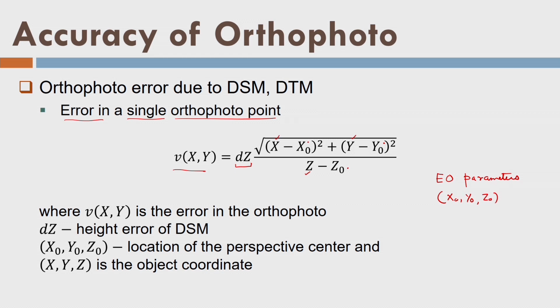So, once we determine the EO parameters, I come to know this. I am observing a point on the ground surface. So, I also know the x, y, z coordinates of that point. So, let us say the building corner, and then dz is the error contributed by the DSM, or the height error, or the elevation error. So, this is the way we estimate the error in the orthophoto, and that is the point error. I can estimate this point error at each and every point by putting in the values of x, y and z.